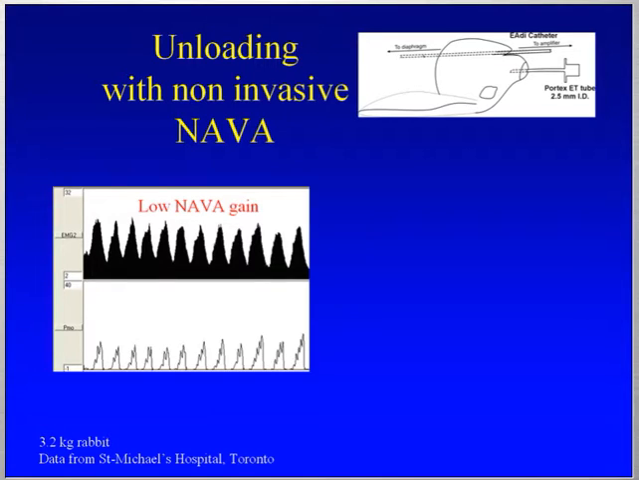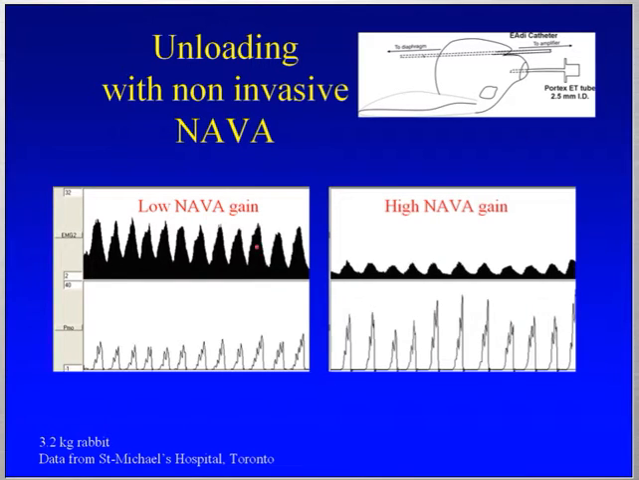This slide is just to show you, again, in the same experiments, how you can not only have synchrony, but you can also unload the diaphragm. So you have here the same animal model, you have their diaphragm activation, your airway pressure with a low NAVA gain, and then when we increase the NAVA gain, you have a reduction in your diaphragm activation, and the assist went up proportionally. Again, with maintained synchrony and maintained activation of the diaphragm.